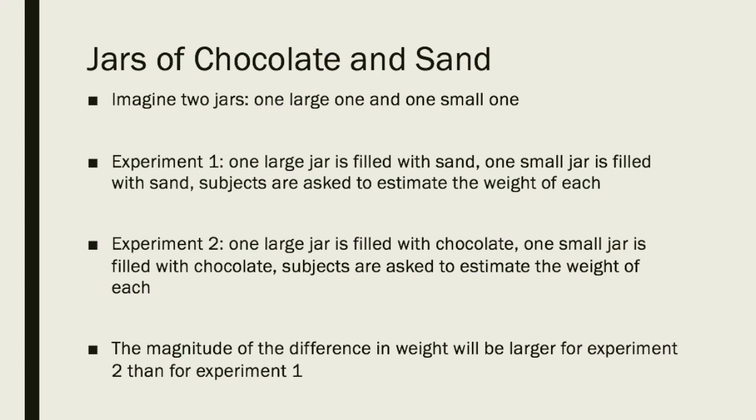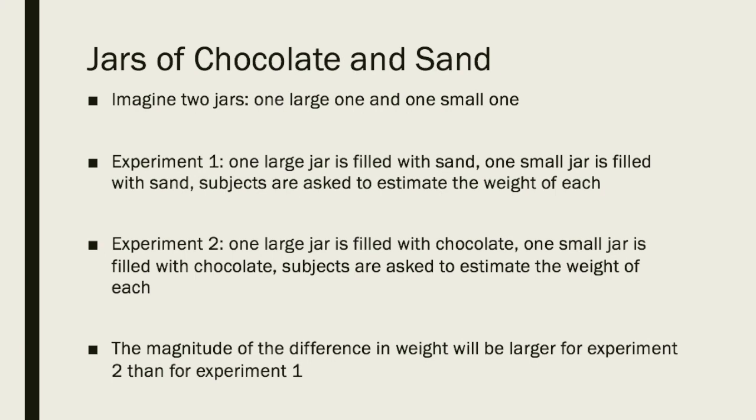Imagine, if you will, two jars, one large jar and one small jar. Now we conduct two separate experiments. In the first experiment, we fill the large jar with sand and the small jar with sand, and then we ask the subjects to estimate the weight of each jar. In the second experiment, we fill the large jar with pieces of chocolate and the small jar with pieces of chocolate, and again, we ask the subject to estimate the weight of each jar.